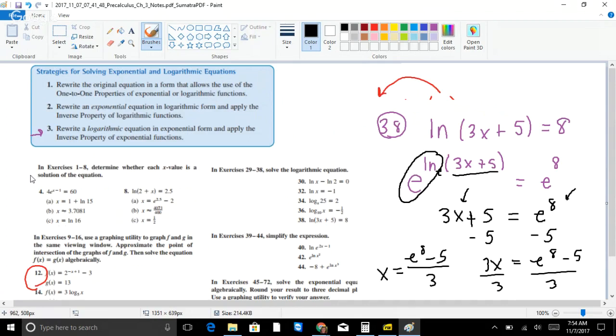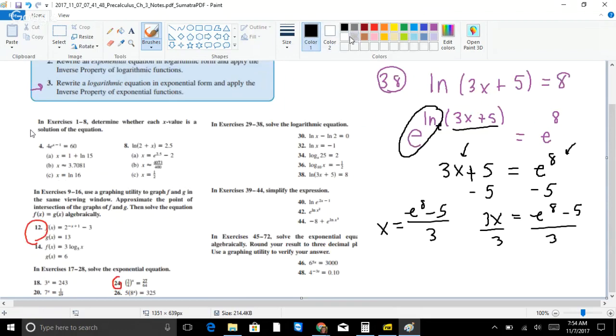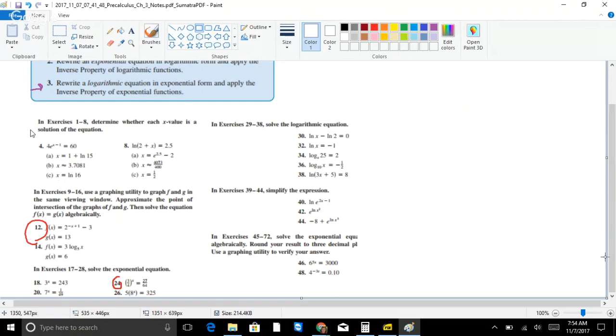Okay? So that's the fun of solving logarithmic equations. Let's do a quick example from 40 through 44. I think these are actually easier, and you'll see, by the way that they're written, why I would say that they're easier.